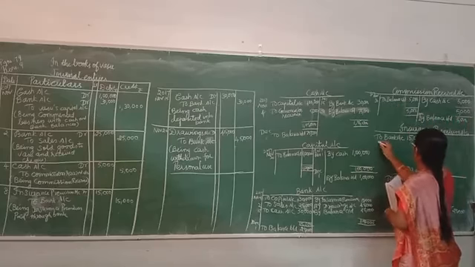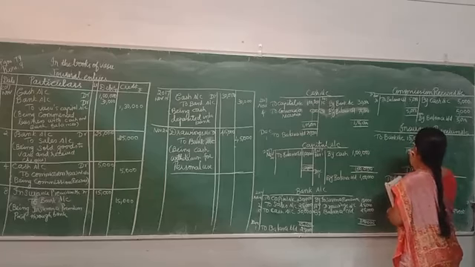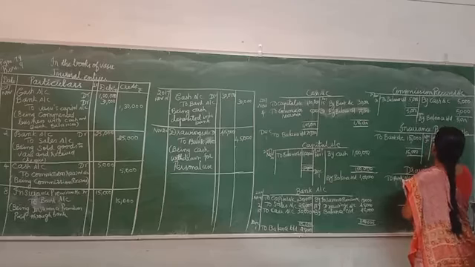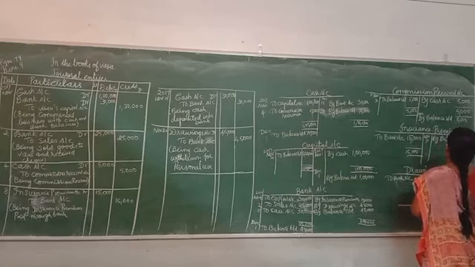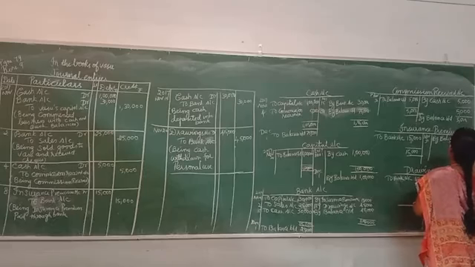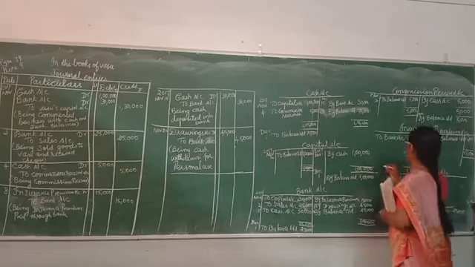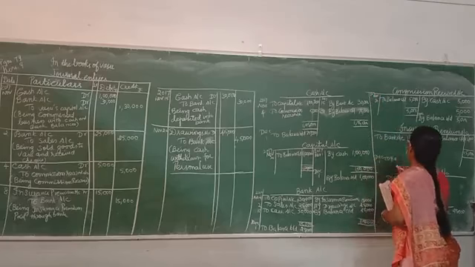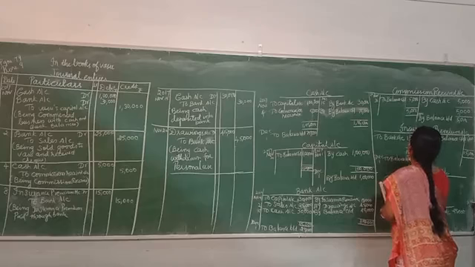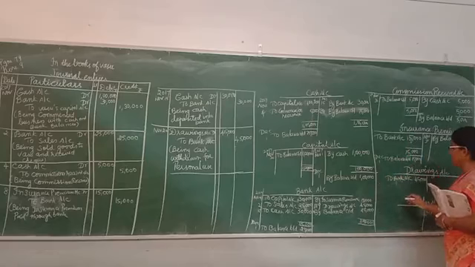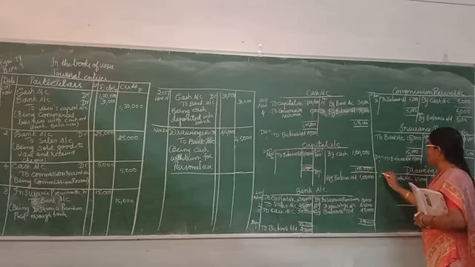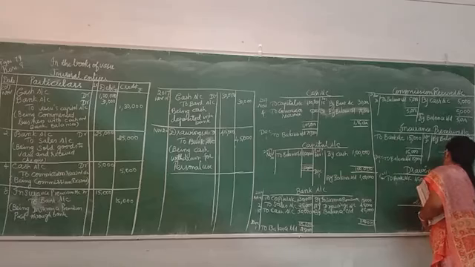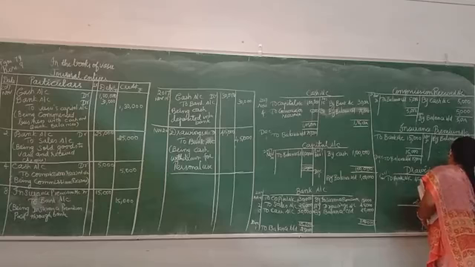5,000. Next, the insurance premium account we want to close. So November 30, by balance carried down 15,000. What do we have to do? December 1st, to balance brought down 15,000. Next one, drawings. What is the date? November 20. So 2017, November 20. Here, November 30, we are going to close by balance carried down 45,000.